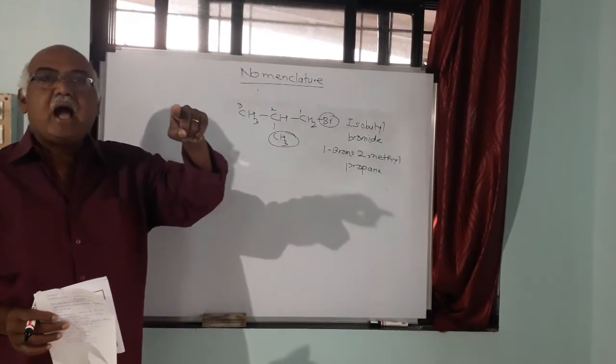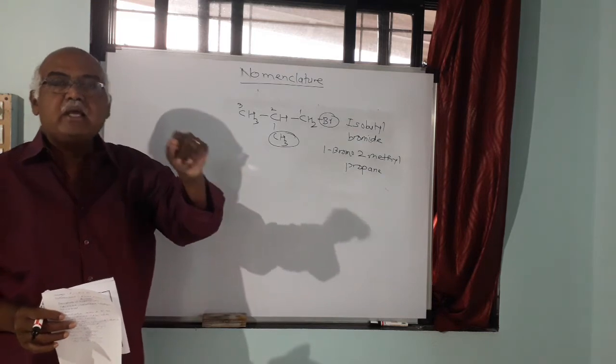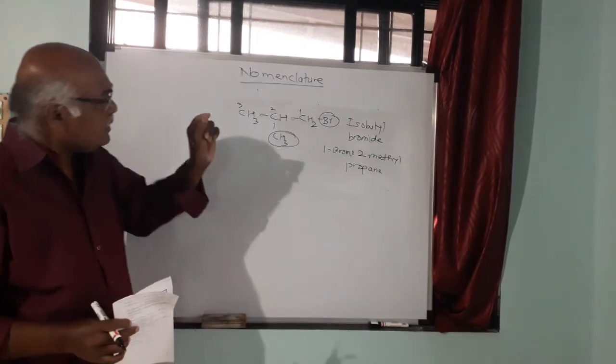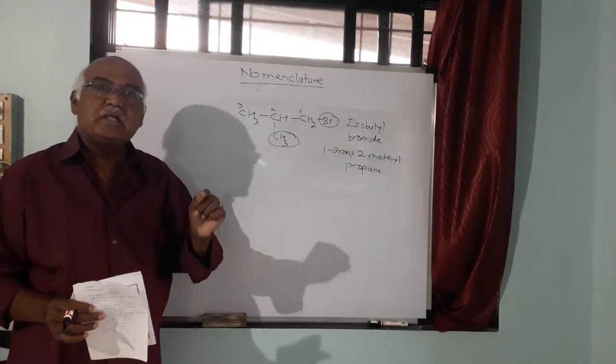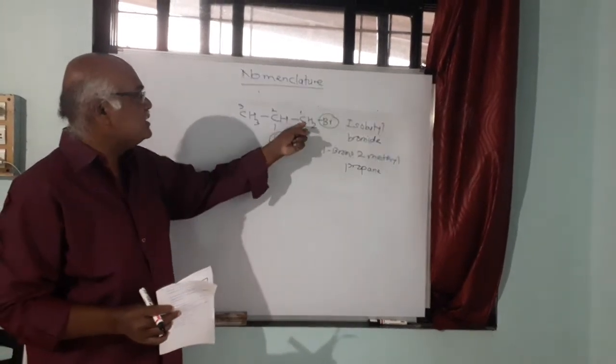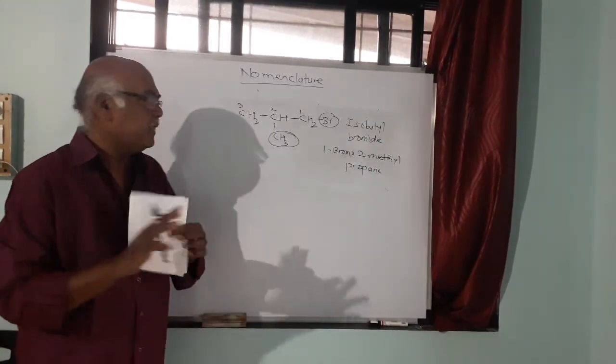We have seen isopropyl bromide also. In isopropyl bromide, the Br was present on the secondary carbon atom, so that was a secondary alkyl halide, and this is a primary alkyl halide. Okay.